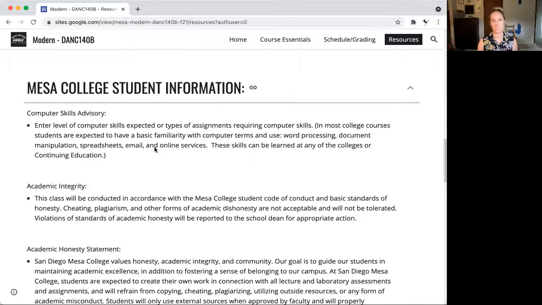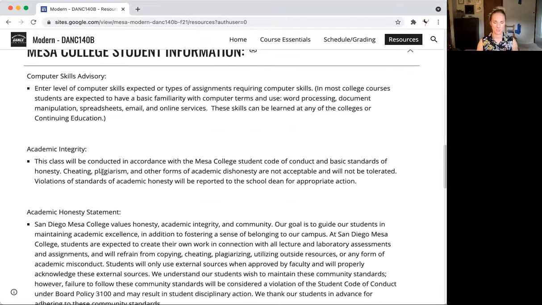Some verbiage here, but important. Computer skills advisory. We are moving into a digital world. You're watching a digital video. If you are having challenges with computer skills, connect with me, or you can seek them out through continuing education or other programs on campus. But being able to work your way around a computer is pretty important for college success these days. So we can get you those skills that you need.